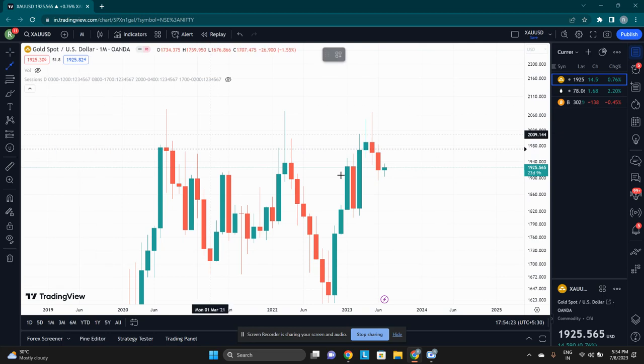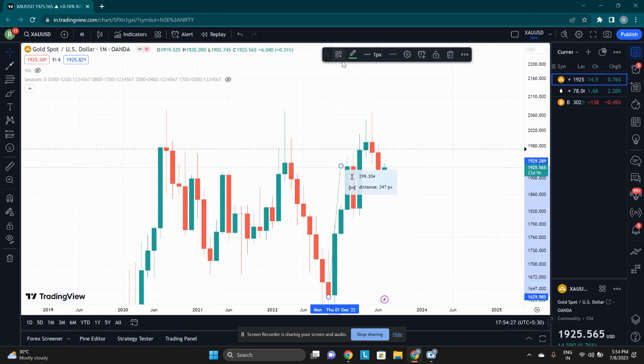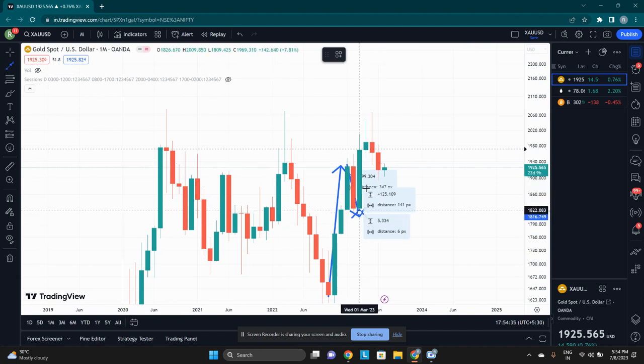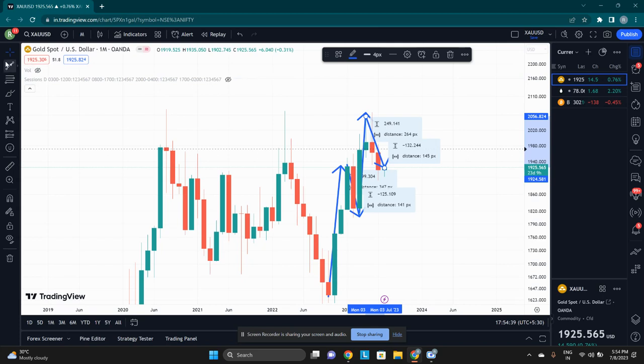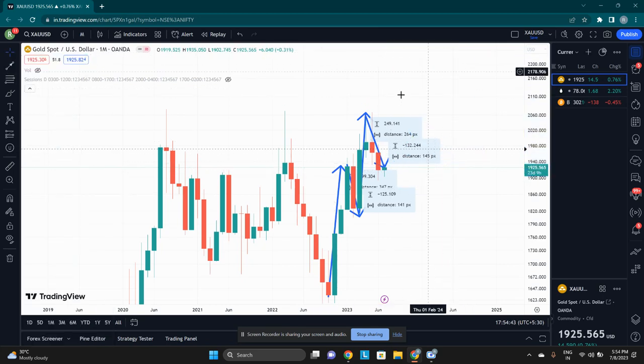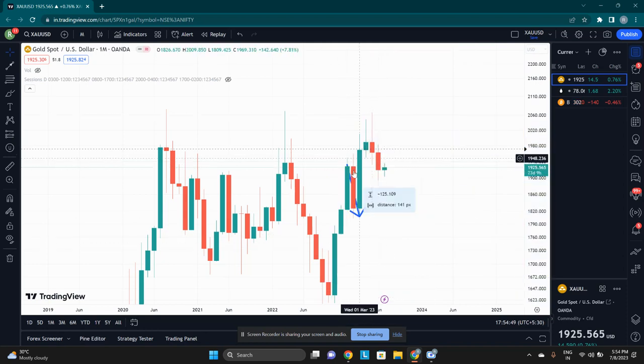Pullback in the sense that gold went like this first. This was the impulse move. Then here was the pullback, then gold again made the impulse move, and then it's a sort of retracement, we can say, and maybe the next month we can see something of this sort. So this here is my view on a monthly basis.